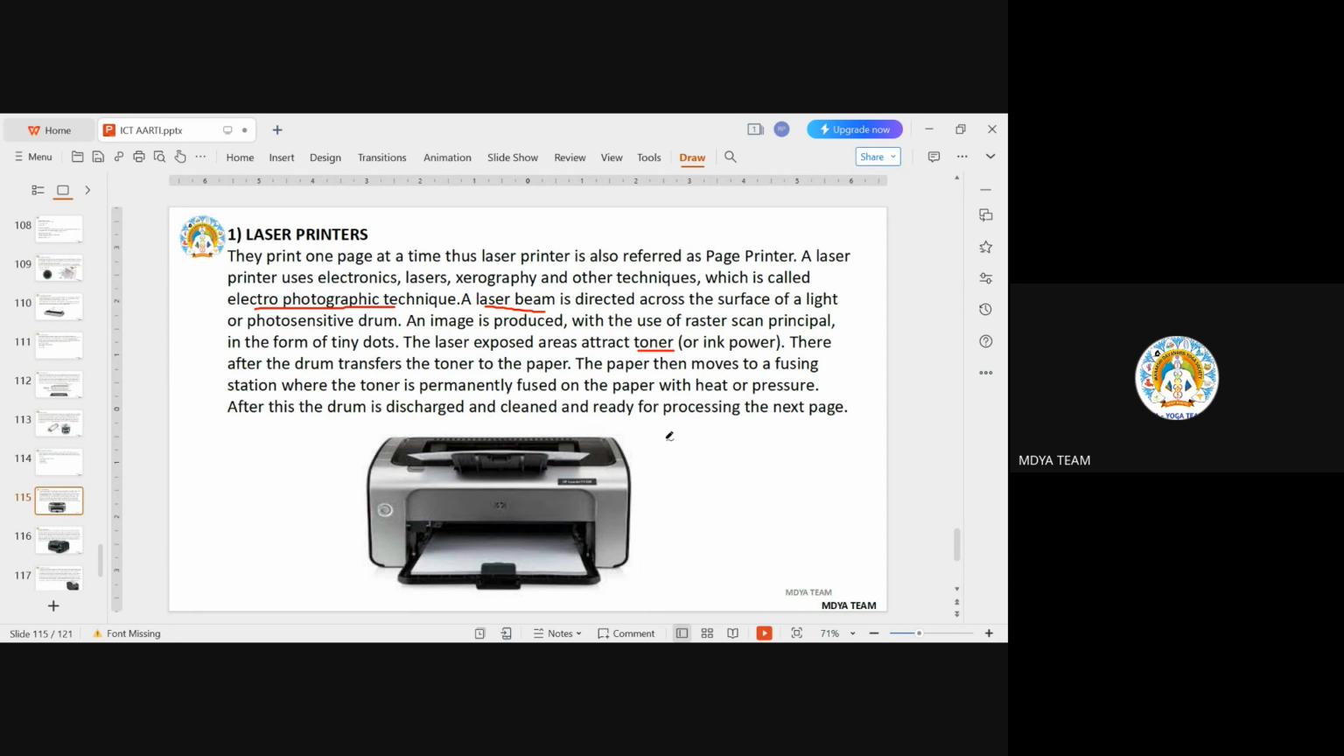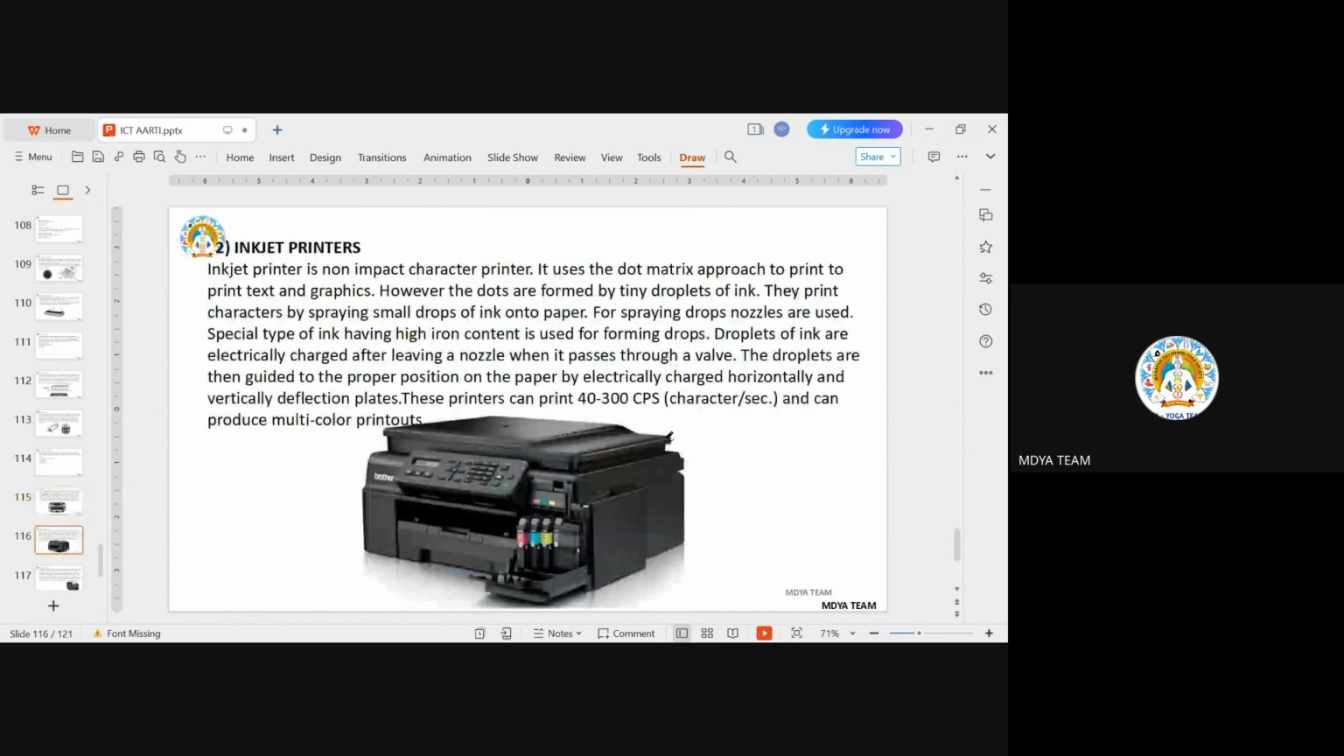When the laser printer is printing the text, the dry ink is converted into liquid ink. Because of the heat generated in the printer, it converts the dry ink into liquid ink, and the liquid ink helps in printing the text. This way this processing happens in the laser printer.